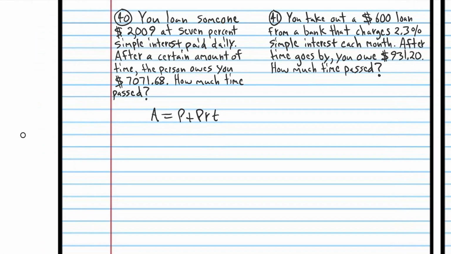All right, we're back. A is 7071.68. P is 2009. And R, 7% interest rate, so you have to change that to a decimal, and it's going to be 0.07. And the time we don't know, so that's what we're looking for. How much time has passed? So we're going to simplify, that's the first step.